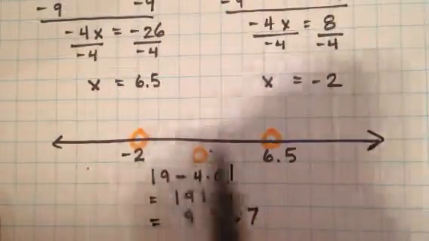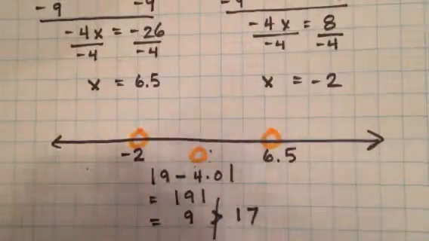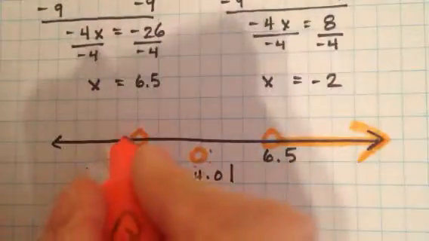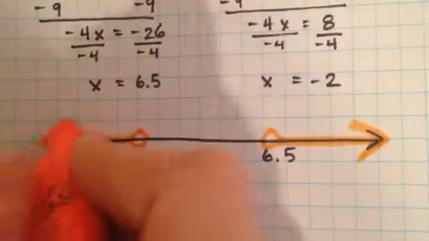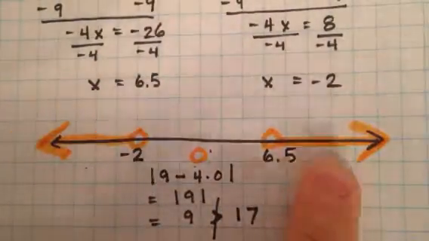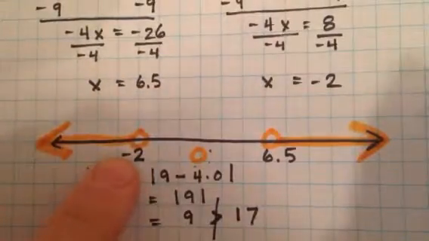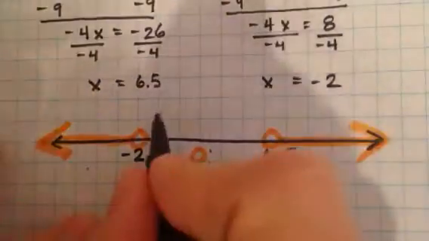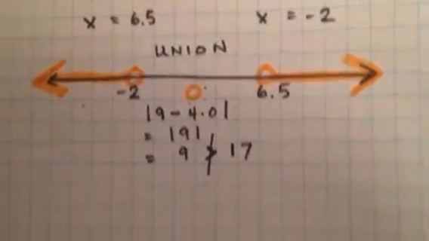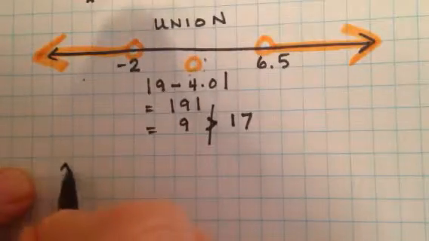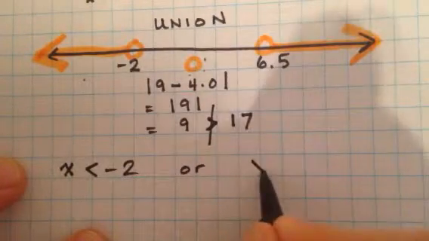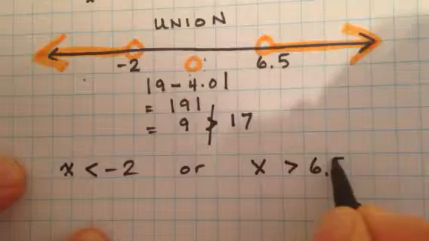That means that our solutions are not in the middle where we tested. If our solutions are not in the middle, that means that our solutions are going to be on the ends. So we get above and below. You can test. If you pick a value like 7 or 8 or 9, it'll work. And if you pick a value like negative 3 or negative 4 or negative 5, it'll work too. Because this one is a union. And so the last step, now that we've got our picture, is to write the solutions as x is less than negative 2 or x is greater than 6.5.